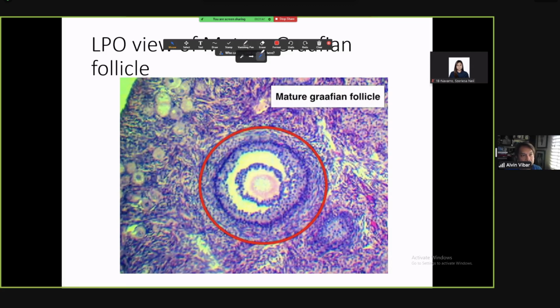And you have to identify again the parts. That's your secondary oocyte. This is your zona pellucida. This is your corona radiata here. The attachment, we call the cumulus oophorus. And the space again, what do you call the space? What is that space? The antrum. Okay. Any questions so far?